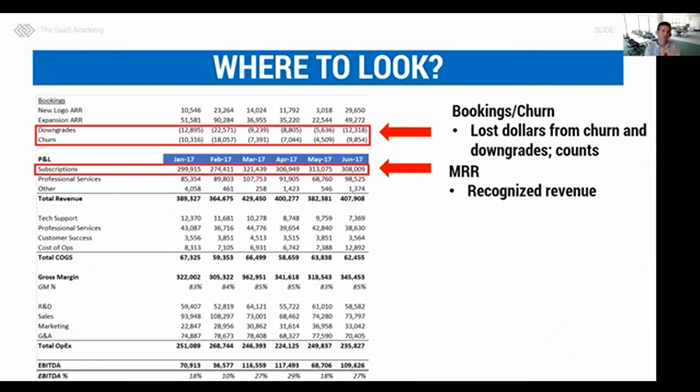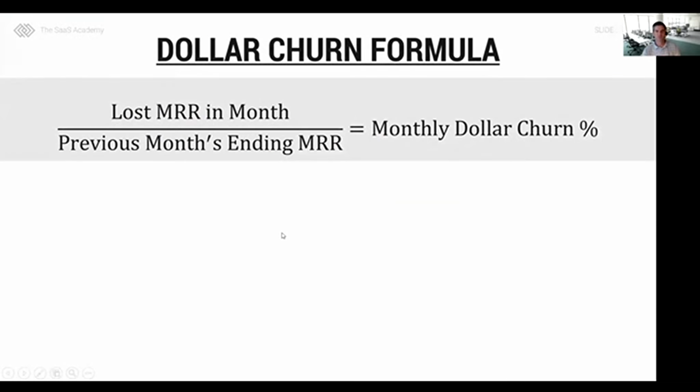And then we are going to compare it to our MRR. So, the dollar churn formula. Simply, this is the lost MRR in the current month, say we just closed out June, so the lost MRR in June, and compare that to the previous month's ending MRR. Let's say that's May. And that gives us our monthly dollar churn. So that's important to note. That's just our monthly number.